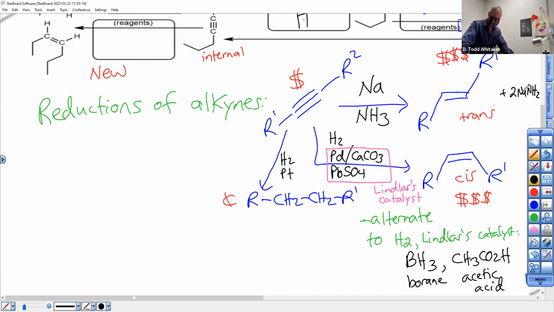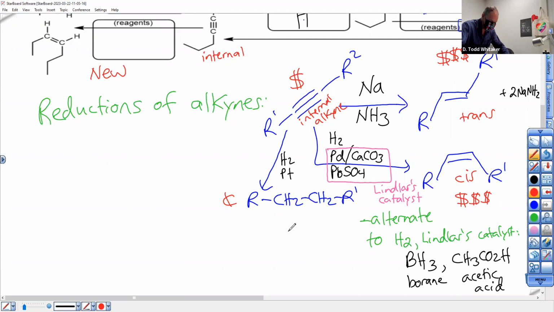Okay. So you have to know the chemical that makes a trans alkene, the chemical from an internal alkyne. Just a reminder, internal alkyne can be made into a trans or a cis alkene or an alkane, but I'm never going to ask you how to do that because it's a waste of time.